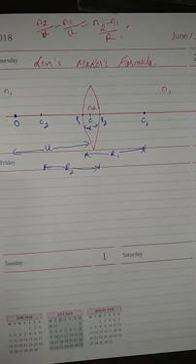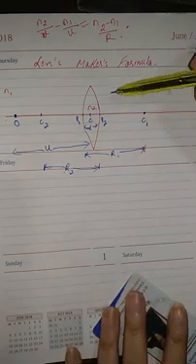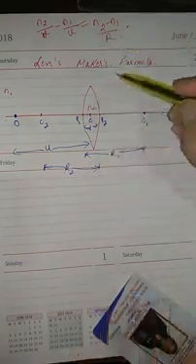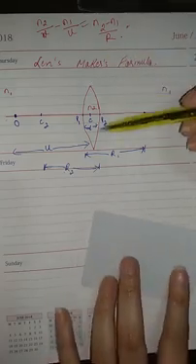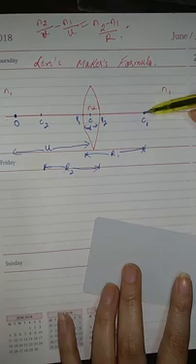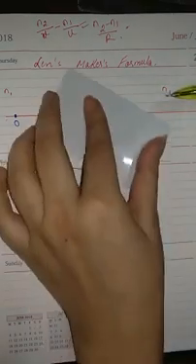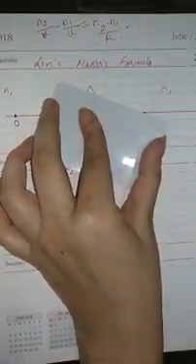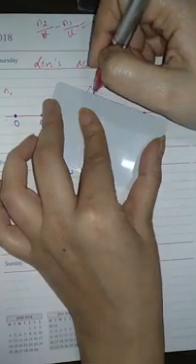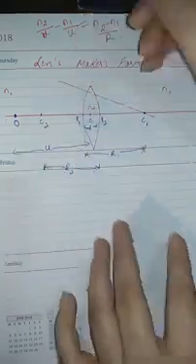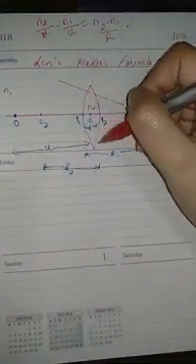Before drawing a ray diagram, we need to draw a normal, because without the normal we won't be able to measure the angle. So let us first of all draw a normal. I have told you, if it is a curved surface, the normal of that curved surface will be from the center. So this dotted line is the normal from the center of curvature for this particular surface.